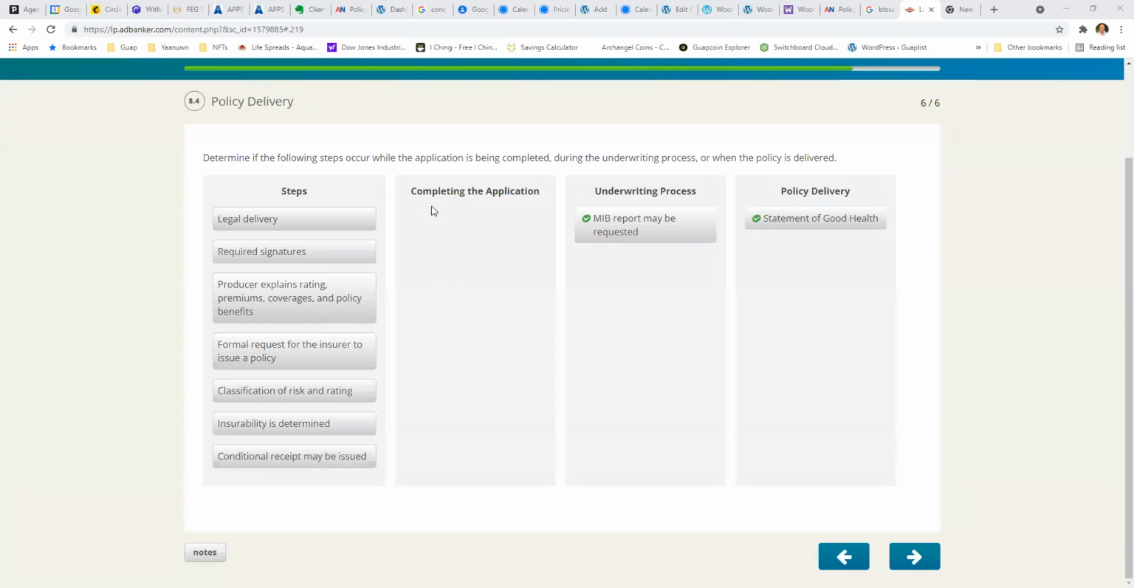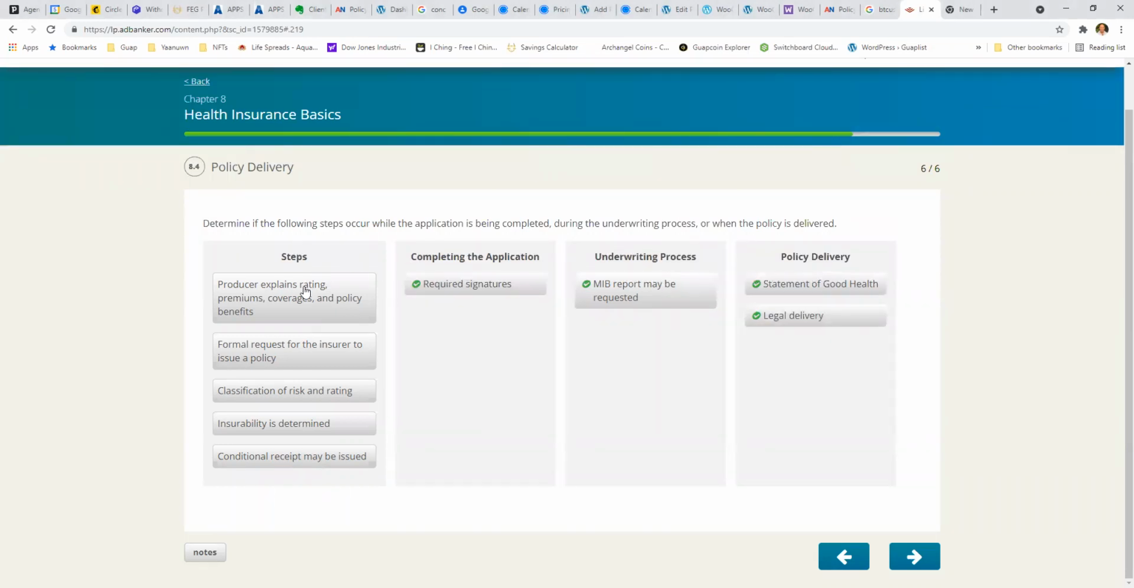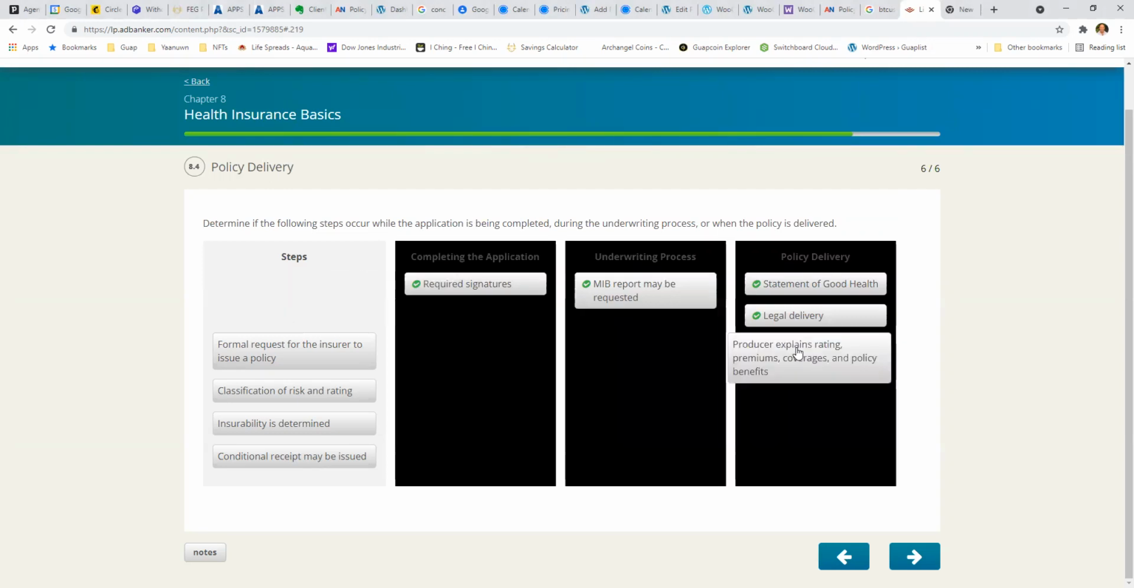Yeah, anyone's free to guess at these. Rashad and Keith, go ahead. Feel free to jump in. Legal delivery. That makes sense that would be at policy delivery, right? Policy. Required signatures. Completing the application. Application, right? Producer explains rating, premiums, coverages, and policy benefits. Rating implies delivery. They've already approved it.